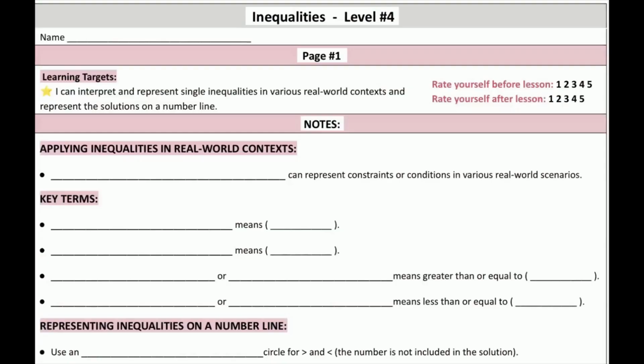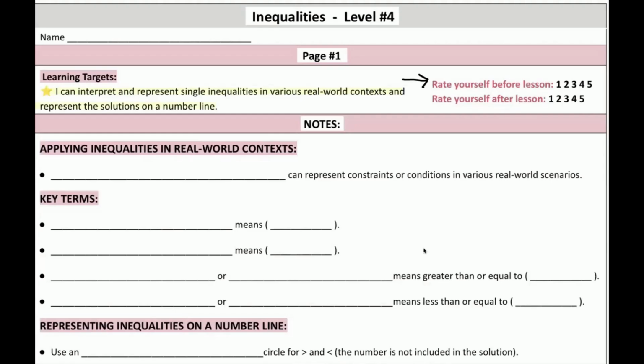Let's get started. Our learning target today is: I can interpret and represent single inequalities in various real-world contexts and represent the solutions on a number line. Before we get started, pause and rate yourself on this learning target 1 through 5. 1 is the least confident, 5 is the most confident. At the end of today's lesson, after we've gotten some more practice, we'll rate ourselves again.